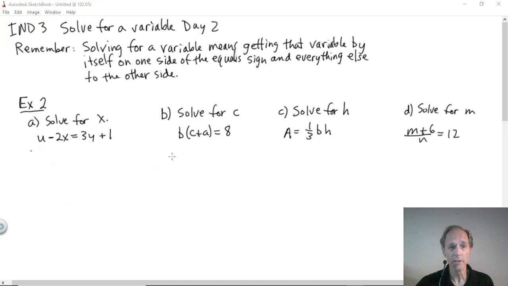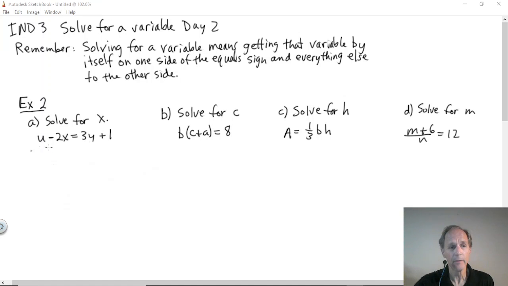So remember, solving for a variable means getting that variable by itself on one side of the equal sign and everything else to the other side. So then we say we've solved for that variable in terms of the other variables. So this first one, it says solve for x. We see we have u, x, and y. So we have 3 variables there. We're going to solve for x in terms of u and y.